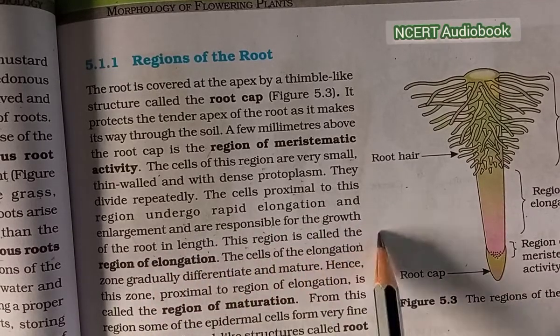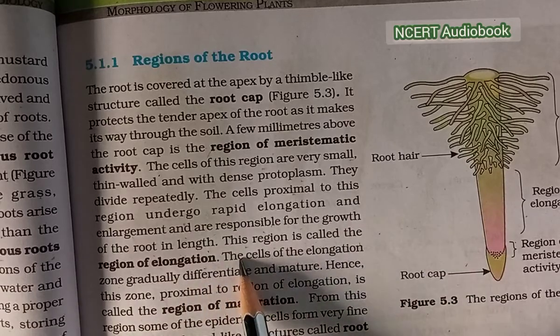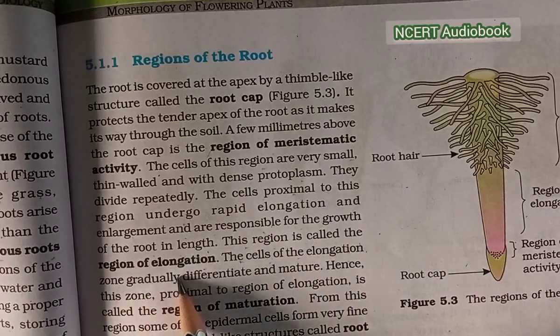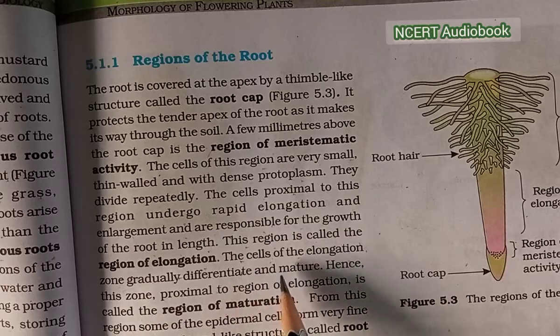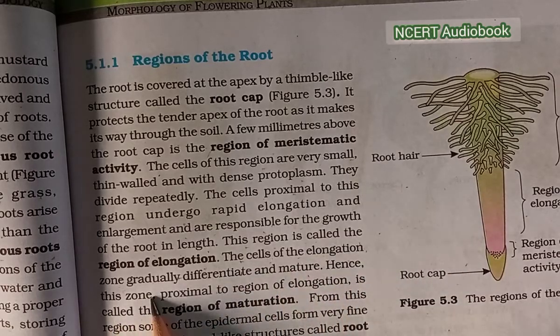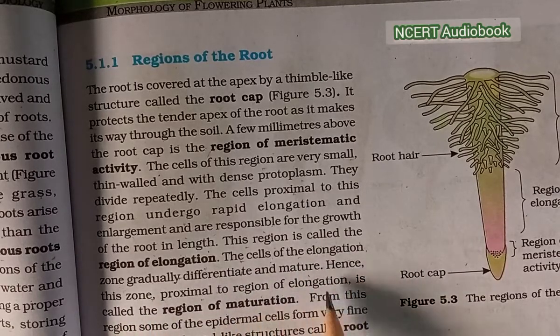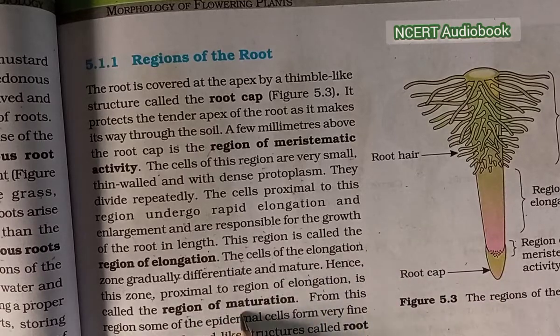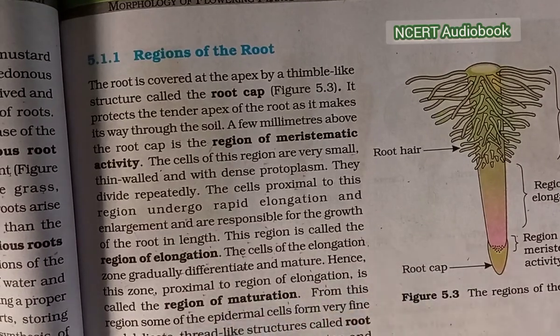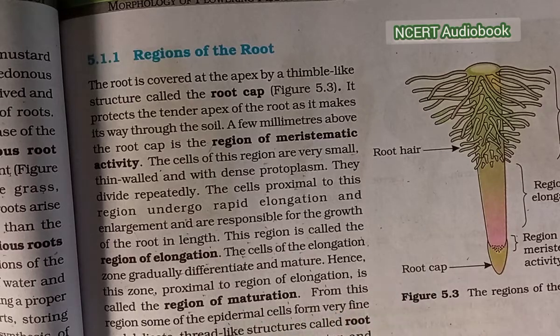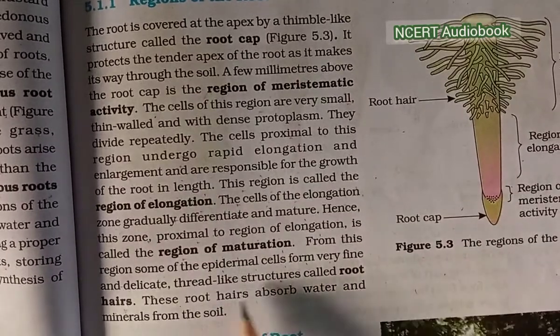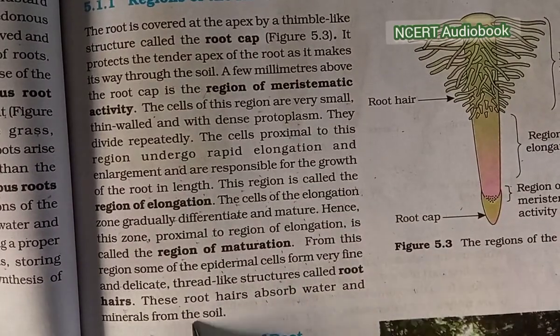The cells proximal to this region undergo rapid elongation and enlargement and are responsible for the growth of the root in length. This region is called the region of elongation. The cells of the elongation zone gradually differentiate and mature. Hence, this zone proximal to the region of elongation is called the region of maturation. From this region, some of the epidermal cells form very fine and delicate thread-like structures called root hairs. These root hairs absorb water and minerals from the soil.